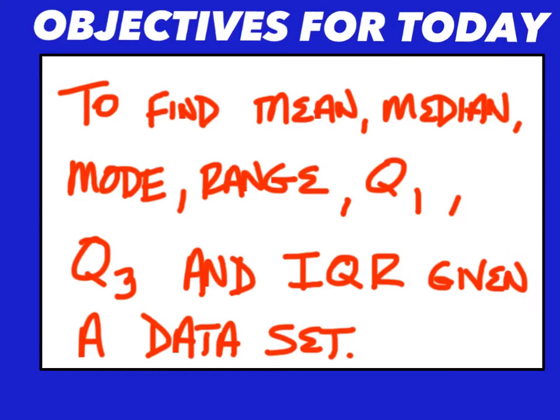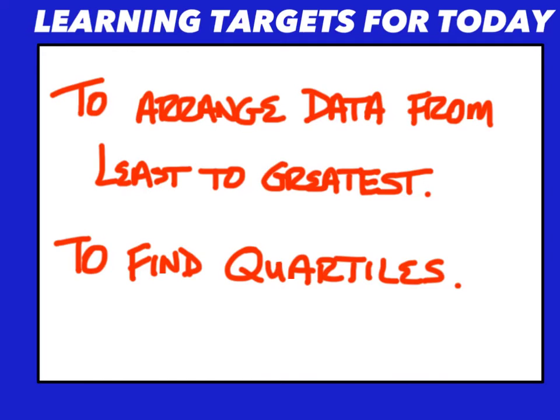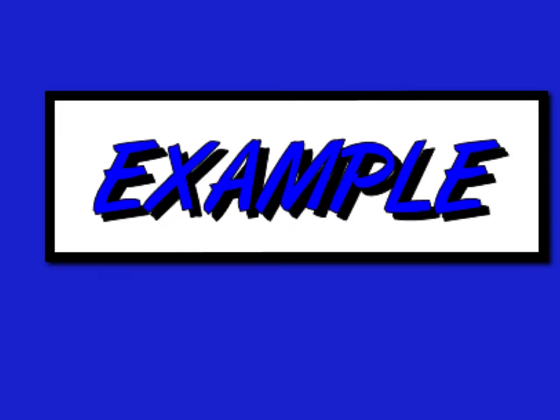Objectives for today: to find mean, median, mode, range, Q1, Q3, and IQR for a given set of data. And the learning targets are to arrange data from least to greatest and to find quartiles.